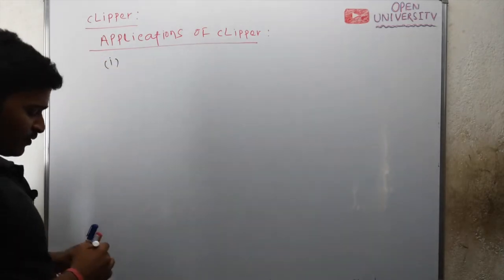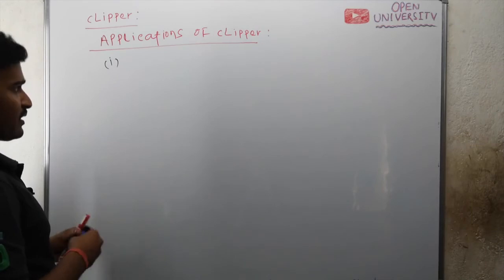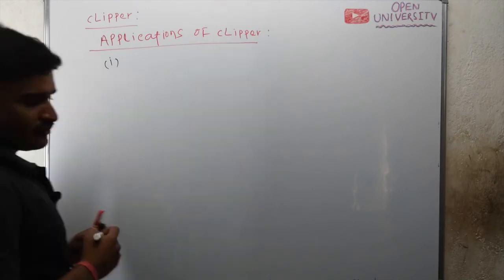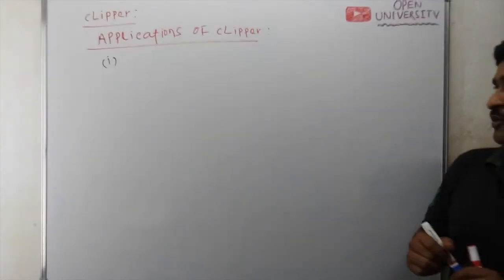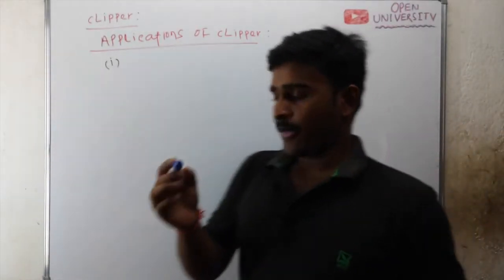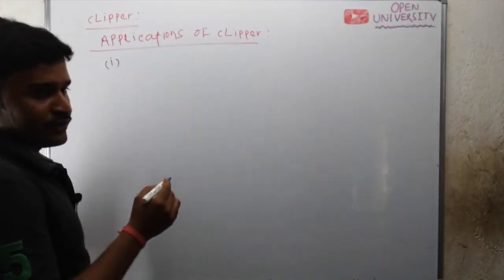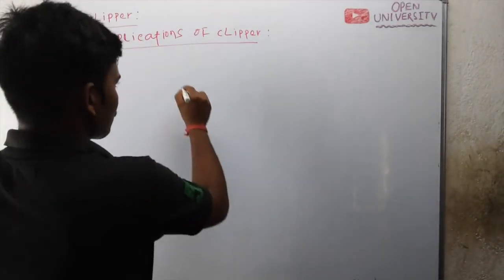It is used to remove the amplitude of a signal. Write down first application: it is used to limit the amplitude of a signal. Okay, full stop. Hence, write down, hence it is called an amplitude limiter.